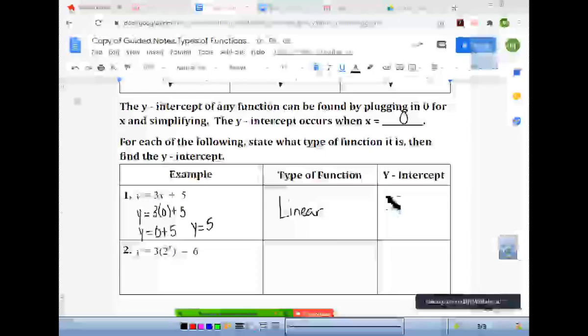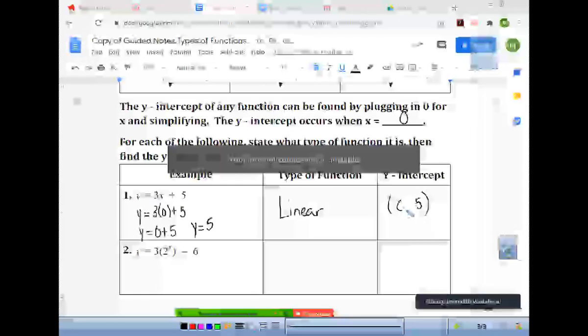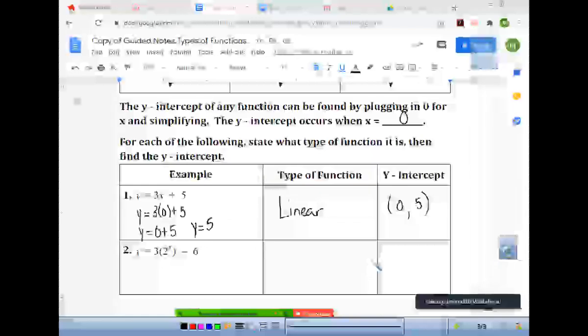Now, typically we want to write these as an ordered pair. So we just said that y was 5. What's the x going to be? What did we use for x? 0. So all your y-intercepts are always going to have an x that is 0. It's always going to be 0, then a number for a y-intercept, where it's crossing the y-axis.